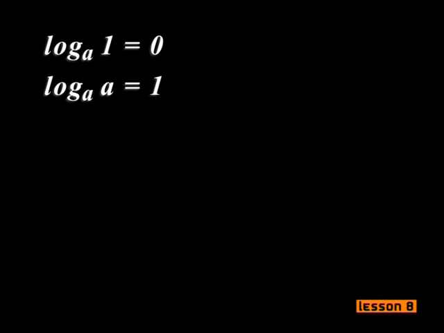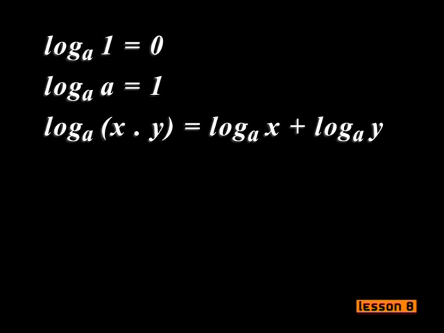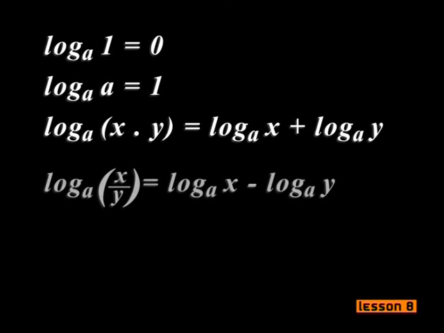The second law is that if the base and the number of a log are the same, the log is equal to 1. If we convert this log into exponential form, we see that this is true according to the laws of exponents. The third log law states that if you multiply the numbers, you can split the log into two separate logs and add them together. The fourth law, if you divide the numbers, you can subtract the logs.